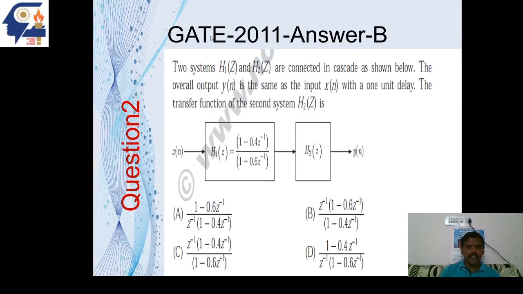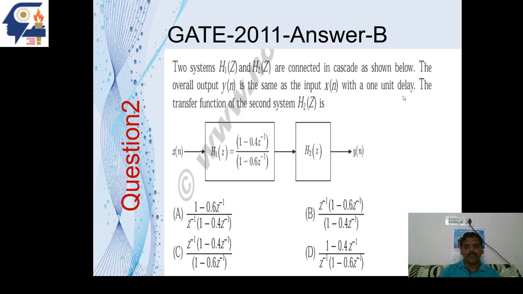Next we will see GATE 2011. They have given two systems, system 1 and system 2, connected in cascade, which means just like multiplication. The first system's transfer function is H1 of z, and the second system's transfer function is H2 of z, connected in cascade as shown below. Then the overall output is y of n, which is the same as x of n with a 1 unit delay. Delay is different from advance. Delay means minus n, advance means plus n. The given statement is y of n is the same as x of n with a 1 unit delay.